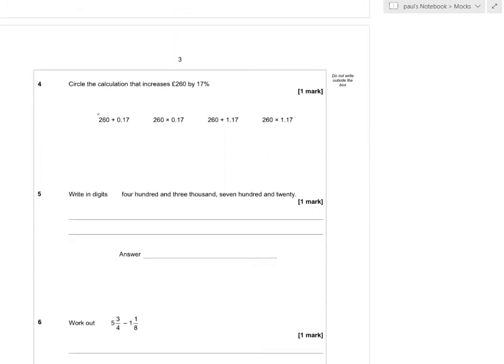Circle the calculation that increases 260 by 17%. Not plus, so it's multiply by that. Okay, let's go back to where we were. Write in digits 403,720.